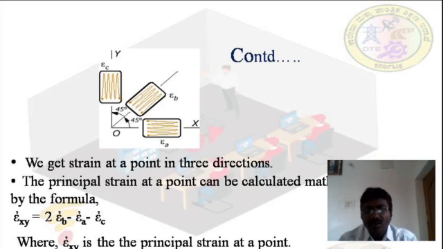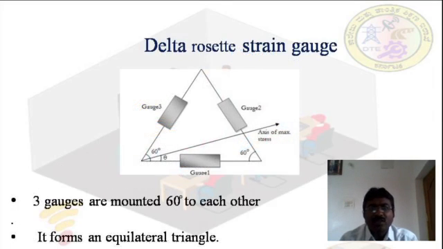Next, we shall see the second arrangement of rosette, that is the delta rosette strain gauge. The delta rosette strain gauge consists of three gauges which are mounted 60 degree to each other. So we can see in the figure there are three gauges: gauge 1, gauge 2 and gauge 3. The angle between gauge 1 and gauge 2 is 60 degree. Gauge 2 and gauge 3 is 60 degree. The angle between gauge 3 and gauge 1 is 60 degree. Thus it forms an equilateral triangle.